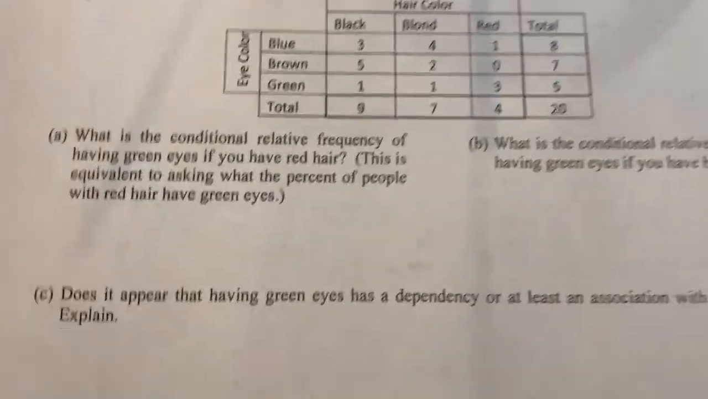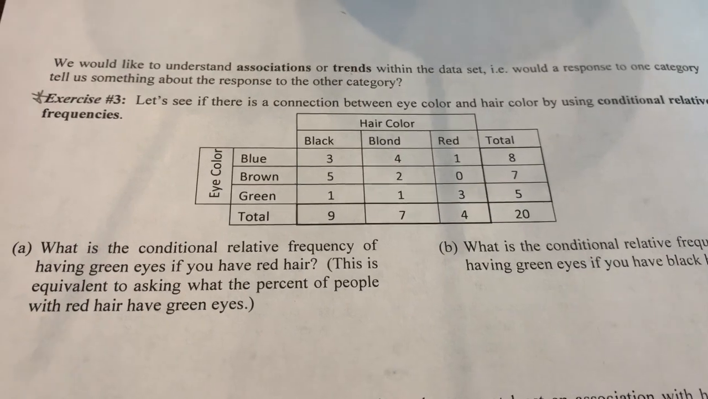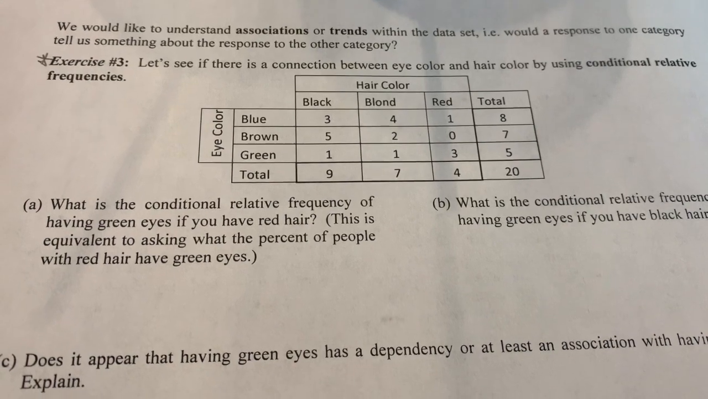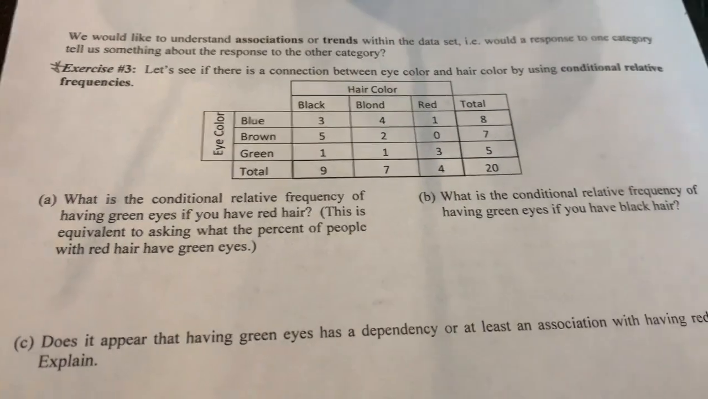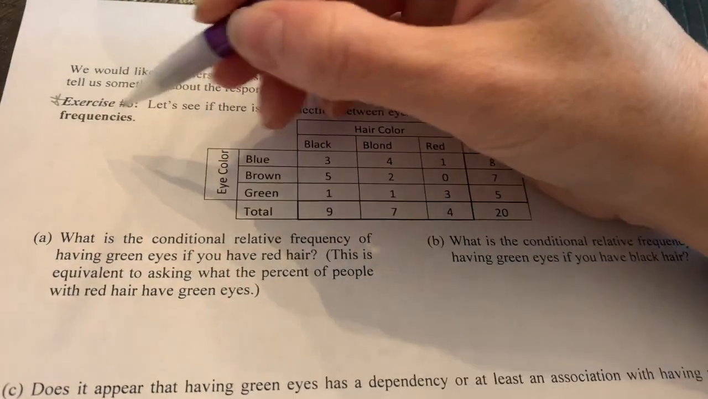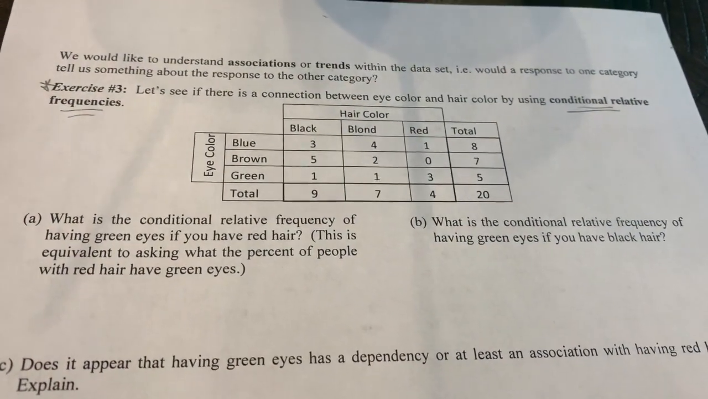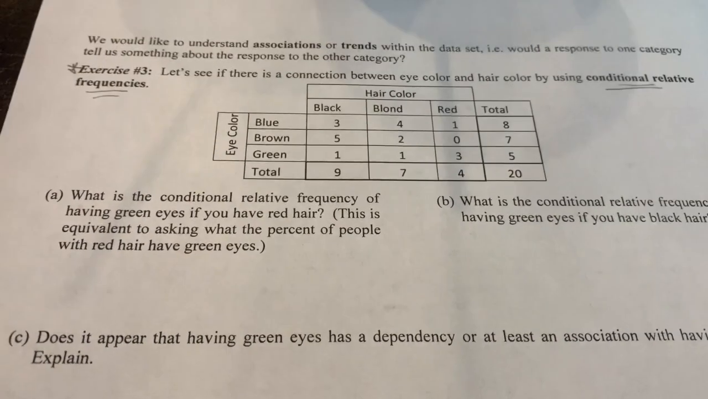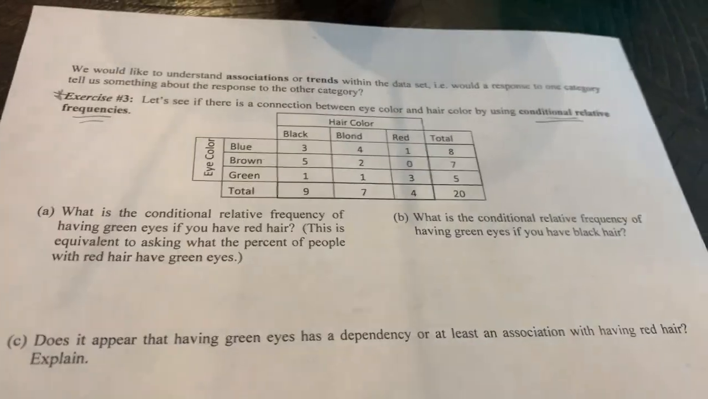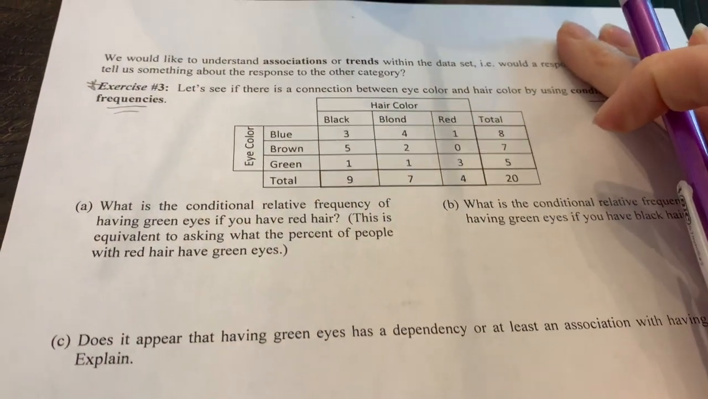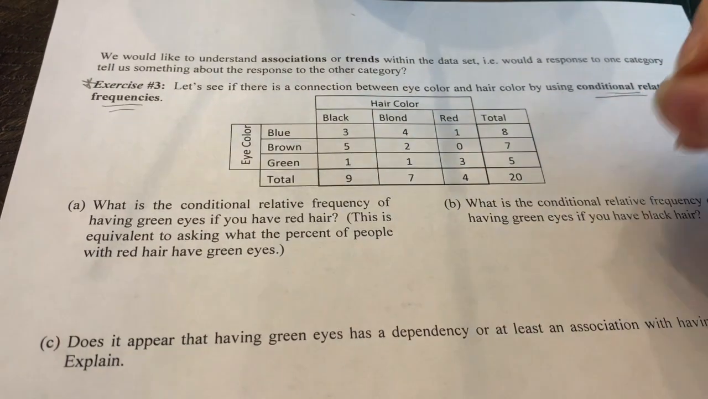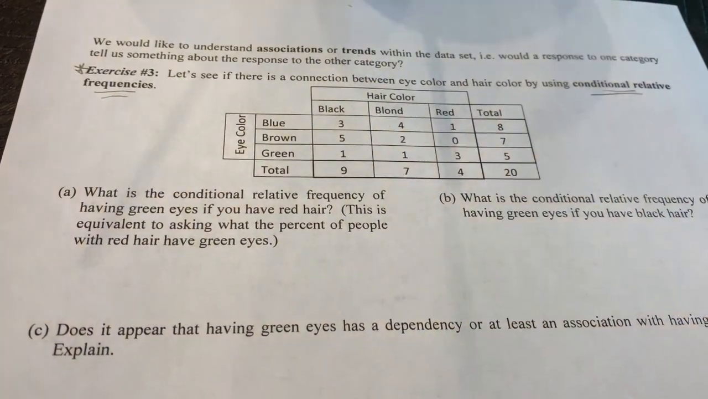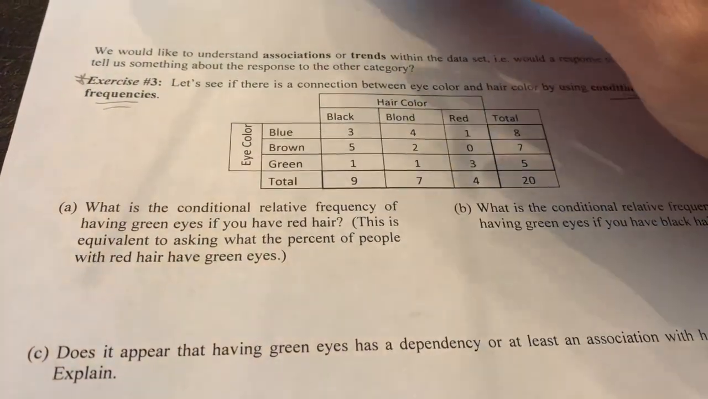So what we want to talk about is understanding the associations or trends within the data set, and actually seeing if there is a connection between the two categories that you're looking at. So we're going to talk about conditional relative frequencies, and these can get a little tricky, so make sure you pay very, very close attention. So to find the conditional relative frequency, what you have to do is ask yourself how many people have this certain category if they have another. So what you have to do is relate the one you're looking for to the one that they're asking you about. So the only way to really show this is to do the example.